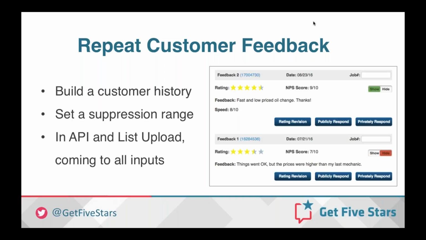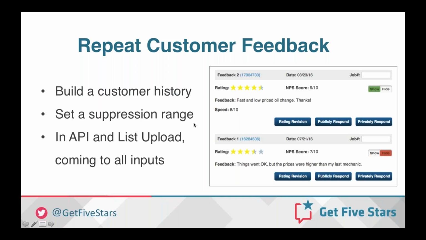And then, as I talked about, tomorrow or the next day, it's coming to all the inputs, right? So if you hit add a customer to singularly add an email, when you add that customer, it will check and make sure they're outside of that date setting that you've set for a suppression. As long as they are, it will send them a new feedback instance.